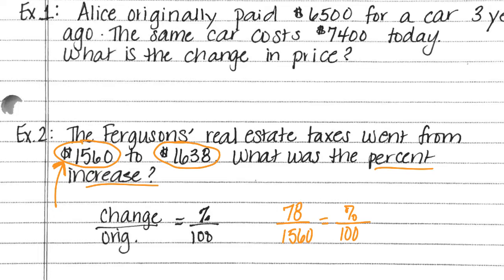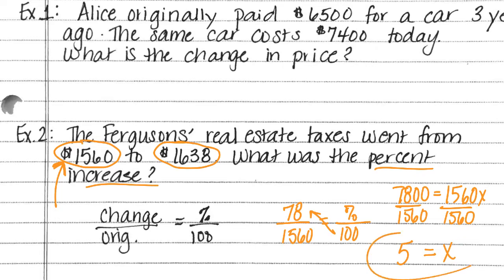And when we cross multiply, keep the top left on the top left, and 1560x. And when I divide each side by 1560, x is equal to a change of 5%. So the answer to this question is 5%. So that is the percent change. They increased 5%.